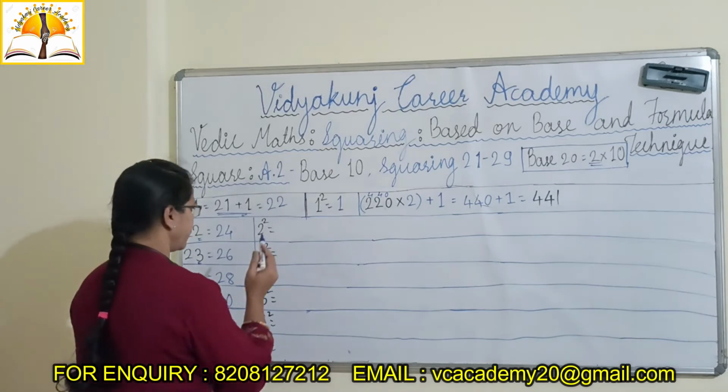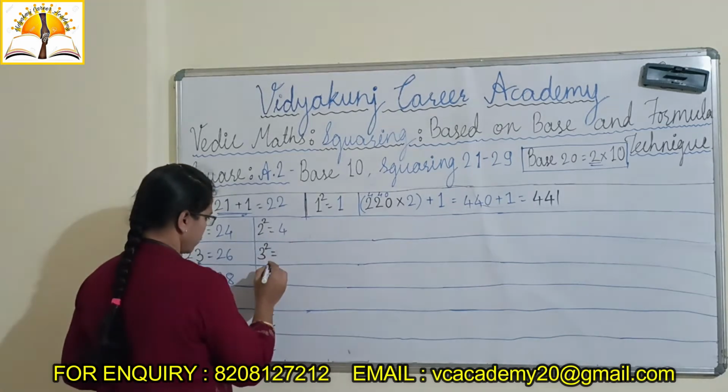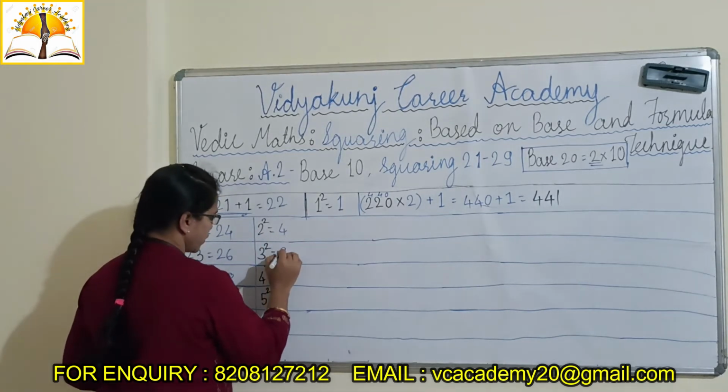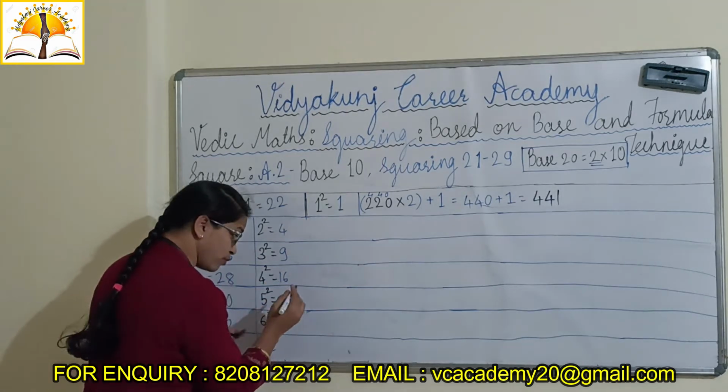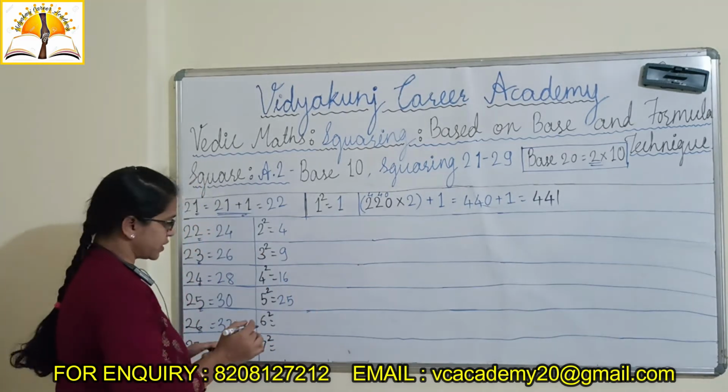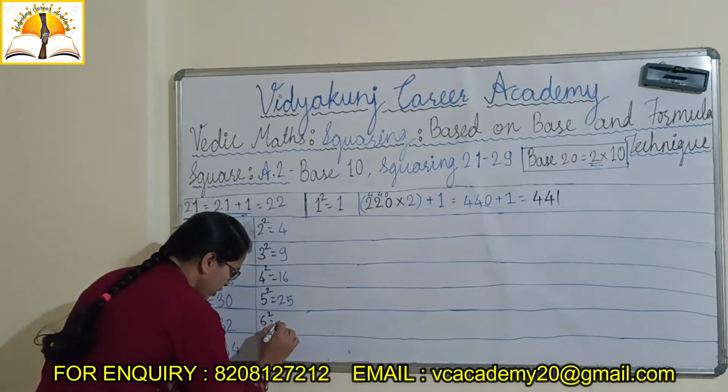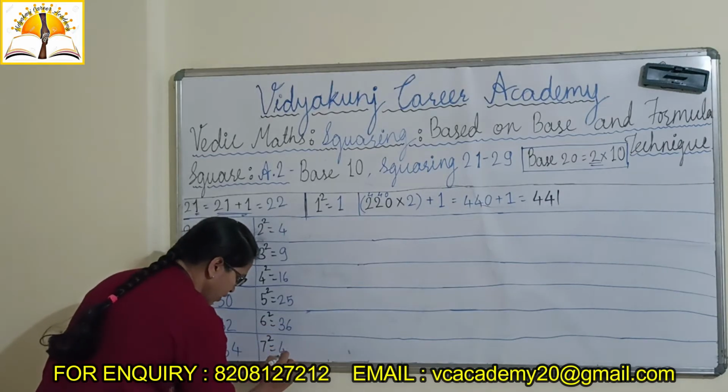You know the answer? Yes. 2 square is 4. 3 square is 9. 4 square is 16. 5 square is 25. You have to learn by heart the squares of 1 to 10. Learn it. Okay. 36 and here 49.